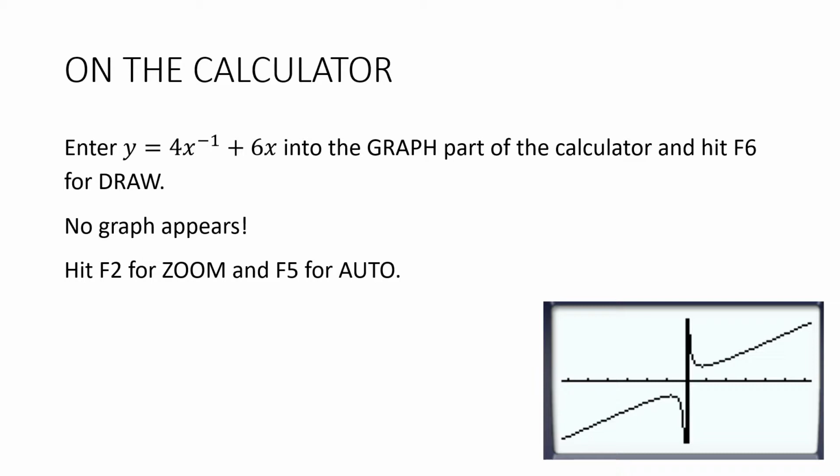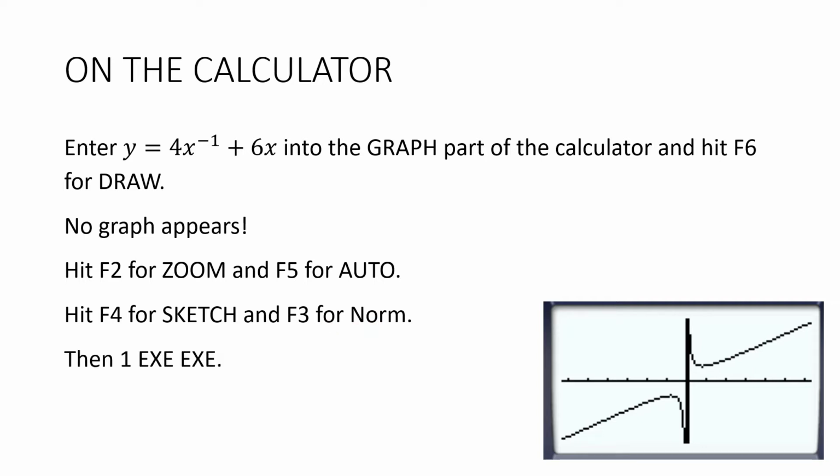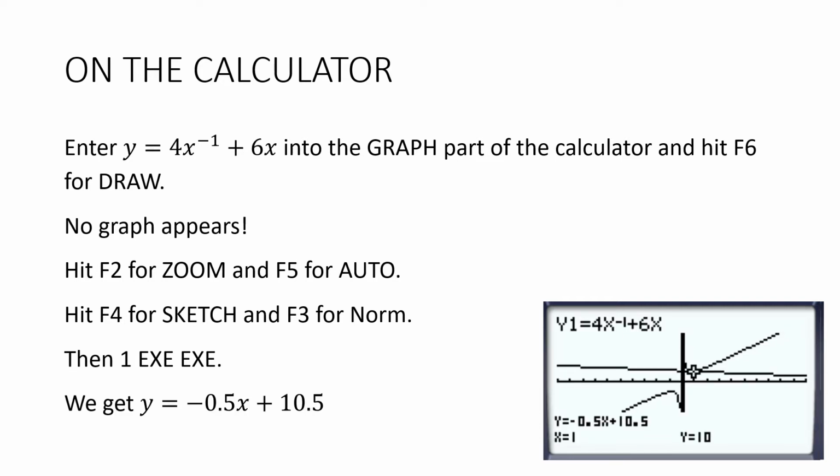Now let's get back to what we were trying to do, which is find the equation of the normal. So we're going to hit F4 for sketch and this time F3 for normal. And we've got to tell it where we want it, and that was at x equals 1. So we type 1, then EXE, EXE, and here is our equation of our normal. You will notice that the calculator always puts it in gradient intercept form, and that's okay. We did it before in general form, but they are equivalent. Okay, that brings us to the end of the first video on differential calculus.